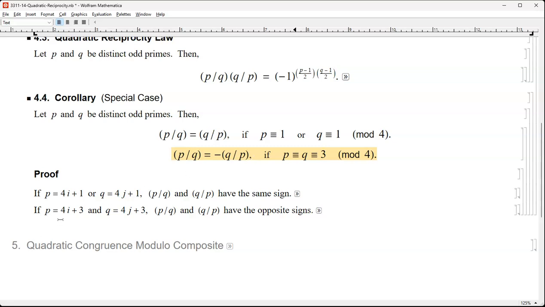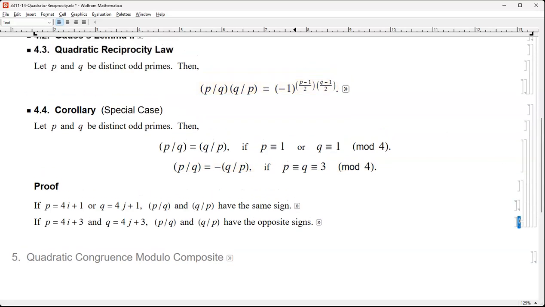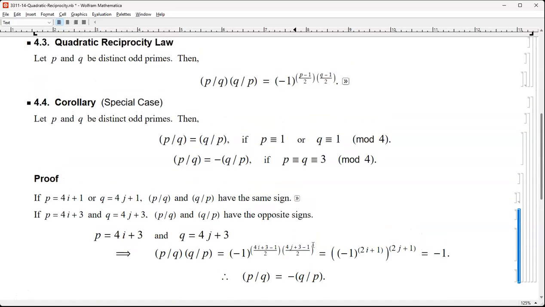If both are 4i plus 3 and 4j plus 3, both congruent to 3 mod 4, then again I can put both of them into this quadratic reciprocity law and do this computation. Can you read all this? (4i plus 3 minus 1)/2 simplifies into 2i plus 1. (4j plus 3 minus 1)/2 simplifies into 2j plus 1. Both are odd. And then we have the product, but we can take the first power and the second power later. Negative 1 to the odd power is negative 1, and then to the odd power again, still negative 1.